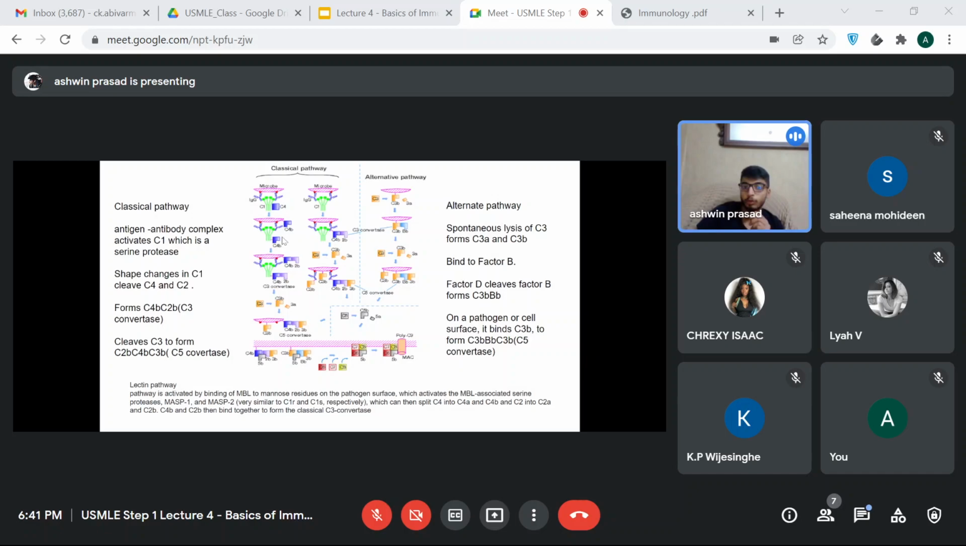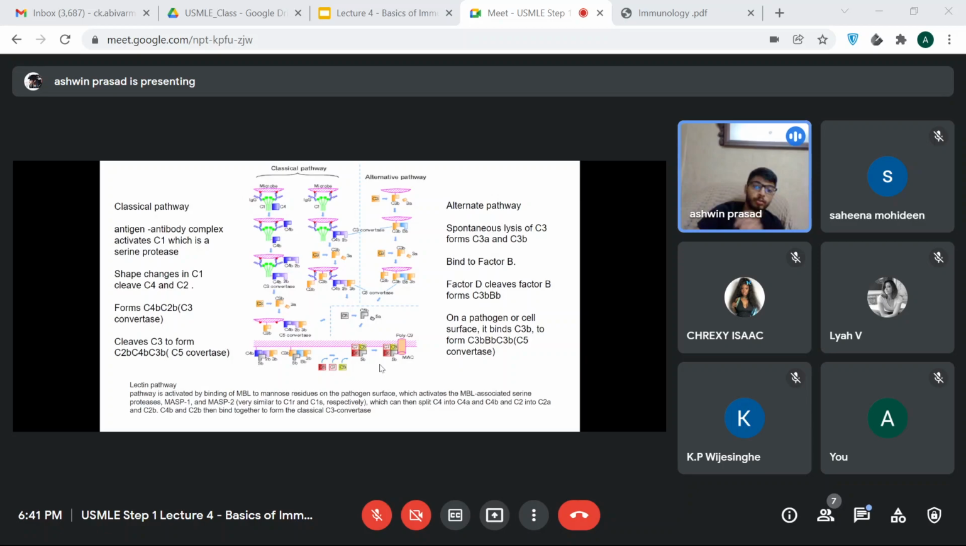So from this point on, it is exactly similar to this. Once we get the C3 convertase, we form the C5 convertase in the exact same manner, and from then on, we form the MAC. All you have to know is there are three pathways, three different triggers. Remember the triggers, and remember that it ends up in the formation of C3 convertase, C5 convertase, and then it goes on to form MAC, which is important for us to kill.